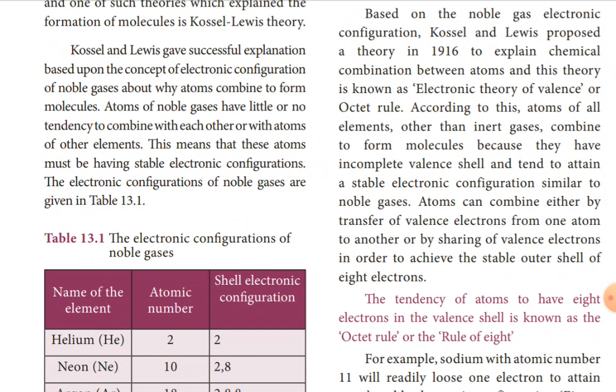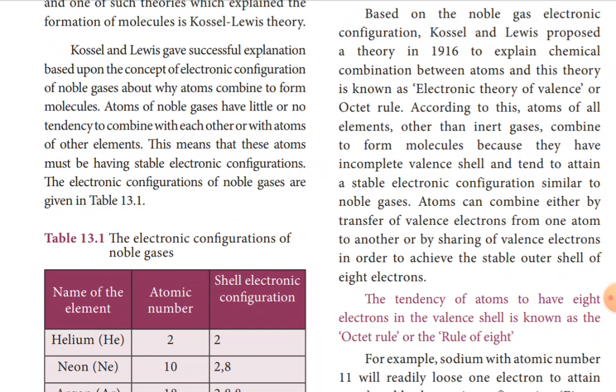So what is given in this para? See, these noble gas atoms are never going to lose electrons. See the fourth line: atoms of noble gases have little or no tendency to combine with each other or with atoms of other elements. Why is this? Because they have a completely filled outermost shell.